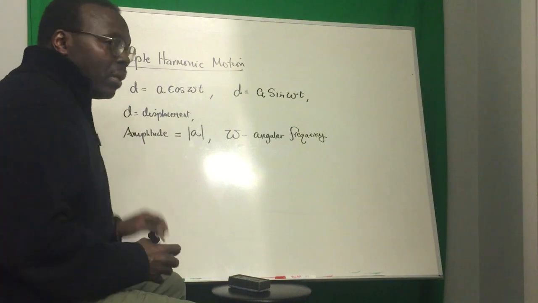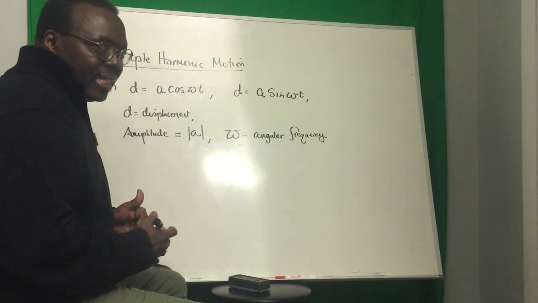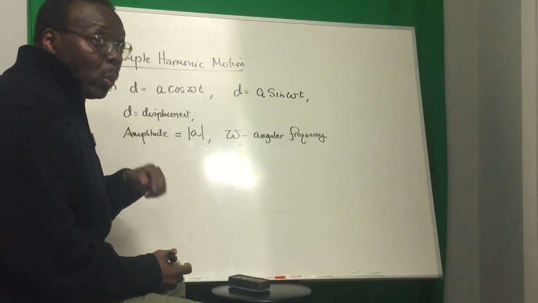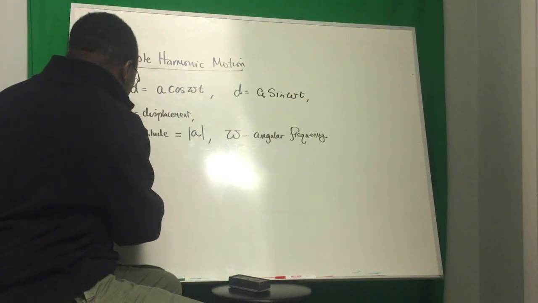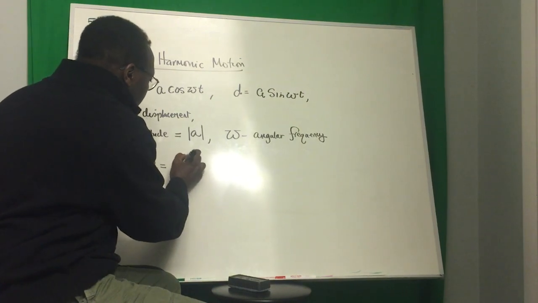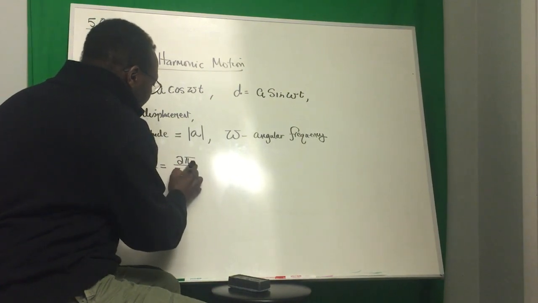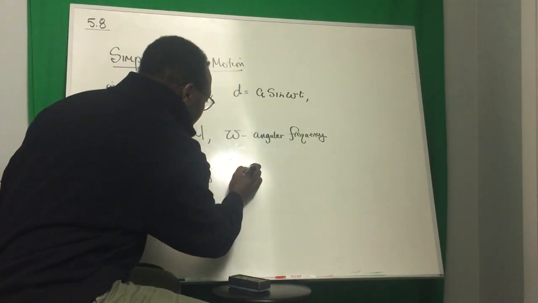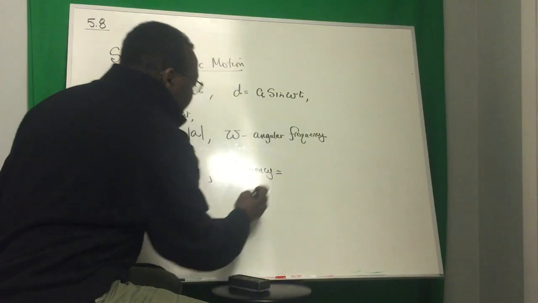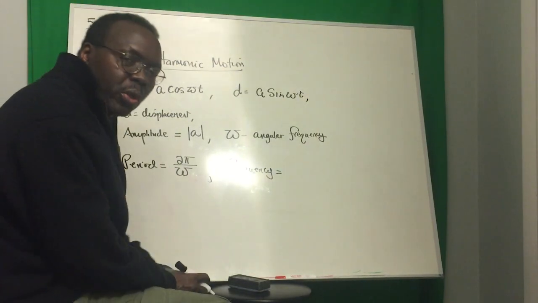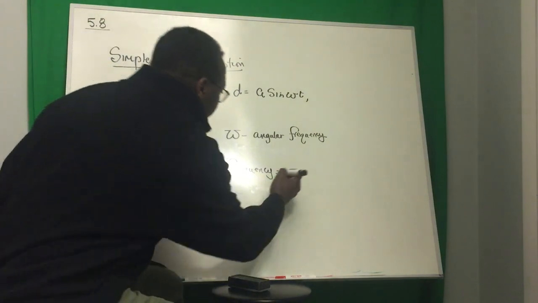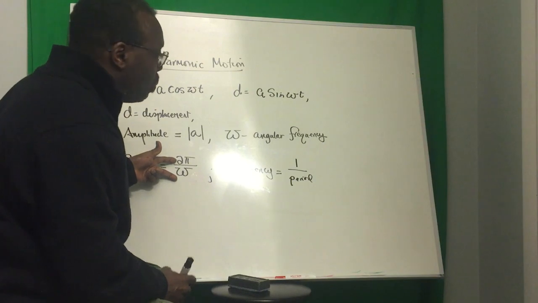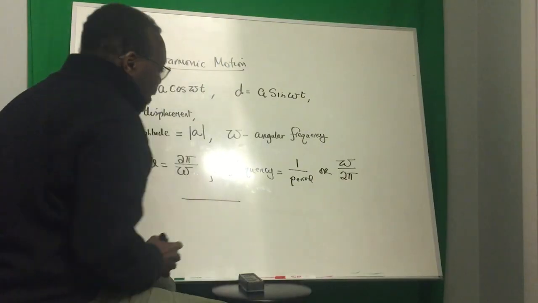Now from here we'll talk about the time it takes a particle to complete one oscillation. That is one period. Period is equal to 2 pi over omega. And from here we can talk about frequency. Frequency is simply the reciprocal of period, so you can say 1 over period or omega over 2 pi. And we apply this in a few minutes.